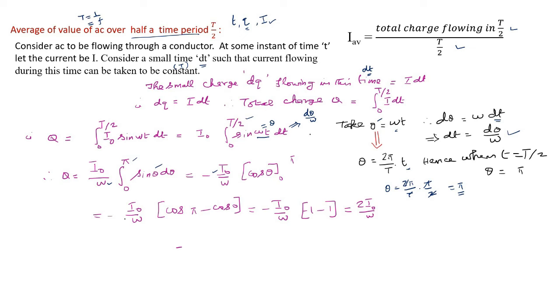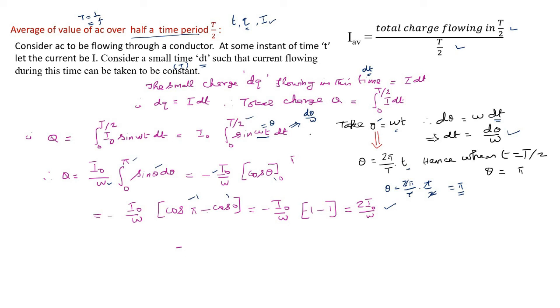From the previous step you have minus I naught by omega as it is, times cos pi minus cos 0, substituting the upper limit pi and the lower limit 0 in place of theta. Cos pi is minus 1, and cos 0 is 1. So minus I naught by omega times minus 1 minus 1, that is minus 2. With the minus signs, it will be 2 I naught by omega. This is only the numerator.